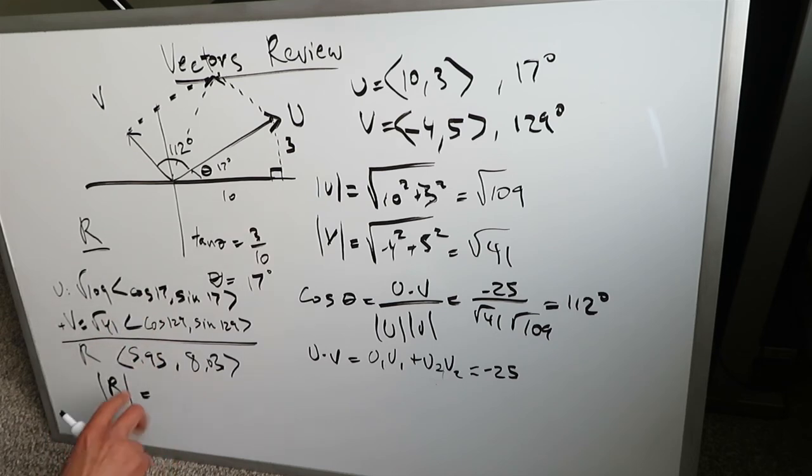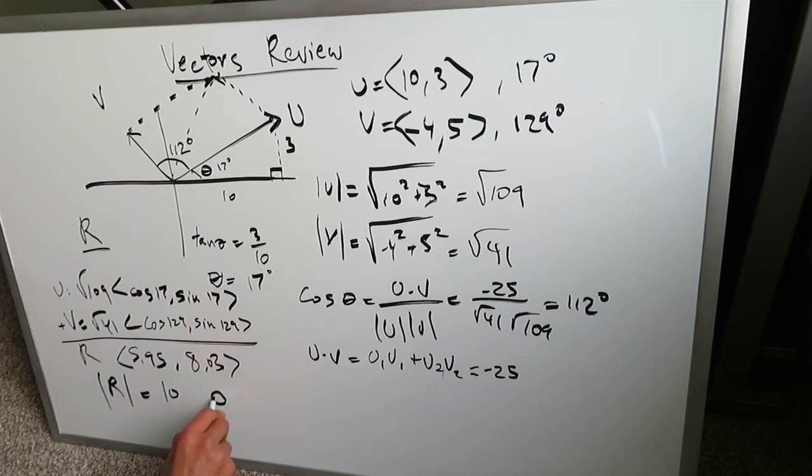Now to actually find the resultant magnitude, you know the formula for that. Create these two lines and do the square of the sums of these and their square root. 5.95 squared plus 8.03 squared, and square root it, I get 9.99. I'm going to round that up to 10.